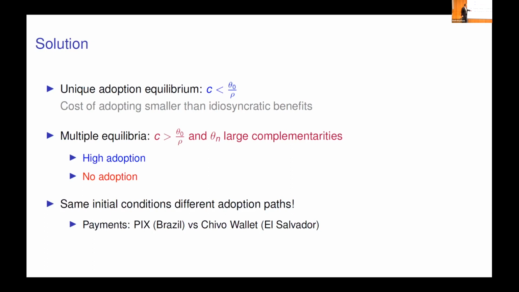Because when we go to the data or we see the experience of different countries, for the same initial conditions, some countries adopt these technologies and some countries do not. So think of Brazil. They launched this peer-to-peer technology and now 60% of people are using it. Think of El Salvador. They actually gave a $30 incentive to download an app, and now people are not using this technology. Mexico is another case. India is on this side. So this multiplicity is a feature, not a bug.